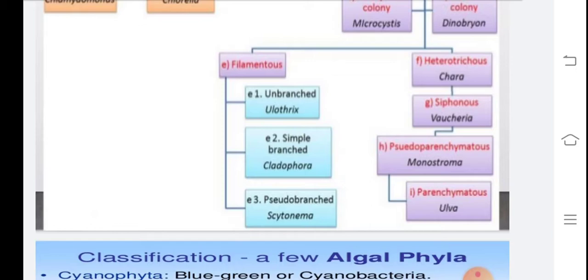Pseudo-branched, Scytonema. Pseudo means what? Due to the cell wall, it is showing the gelatinous nature, and therefore two filaments join and it looks like a branching structure. So I think the next one there is a photograph.